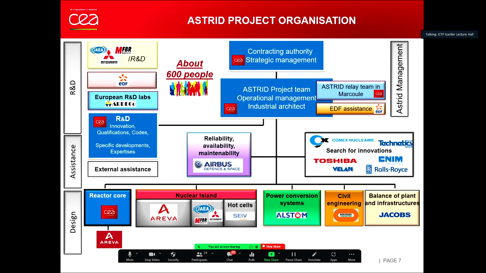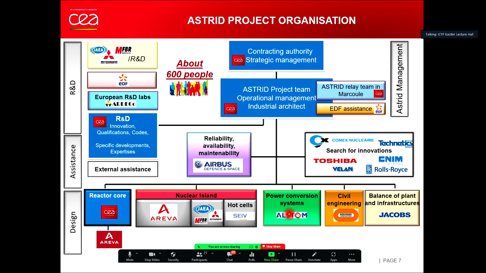The nuclear island, we have Areva, now it's Framatome. Again, GIEA and Mitsubishi. Hot cells with SAEV. Power conversion system is Alstom. Civil engineering is Bouygues, which is a large, big company in France. Jacobs for the balance of plant. For the reliability, availability, and maintainability of the reactor, Airbus. So it's strange, but we work with airplane companies.